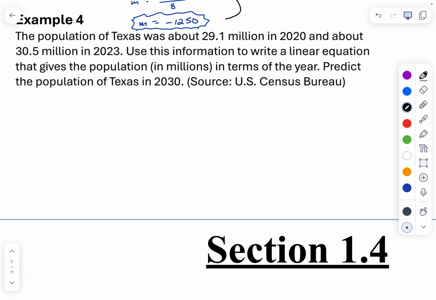This next one's a little weird. I'm going to try to go a little faster through this one, but it's very, very similar. I'm really tempted to skip over it, but there's just one little piece here that's different that I do think there's going to be value in. So, next example, it says that the population of Texas was about 29.1 million in 2020 and 30.5 million in 2023. Use this information to write a linear equation that gives the population in millions in terms of the year. Predict the population of Texas in 2030.